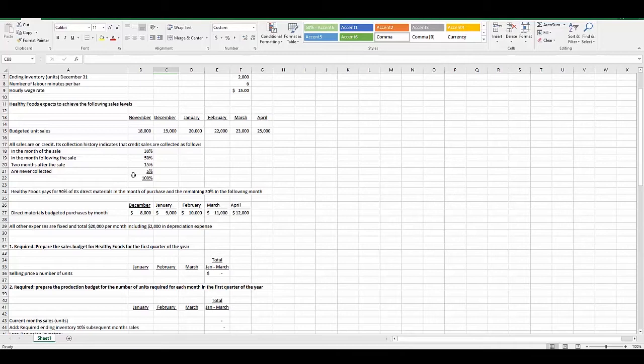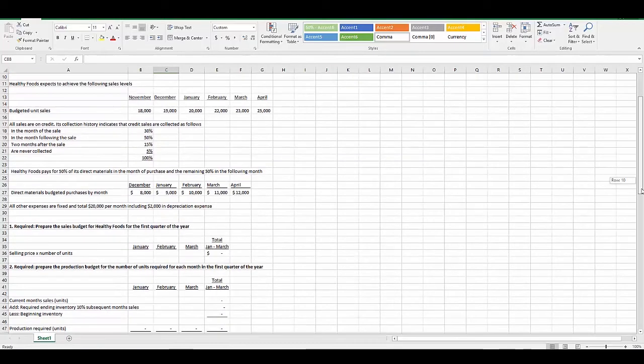It might not be as high as 5%, it could be 2%, it just depends on the nature of the business. So just as the company's sales are on credit, also when Healthy Food purchases its materials to make its products, it actually pays for 50% in the month of purchase and then 50% in the following month. And here you're told the dollar value of the direct materials that the company is purchasing each month. Okay, so now that you have that information, we'll look at the first one.